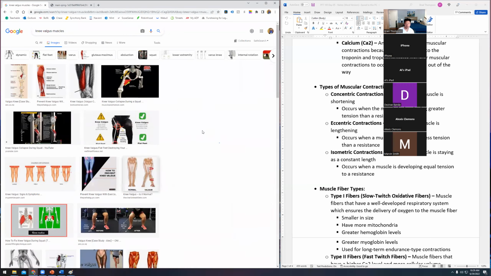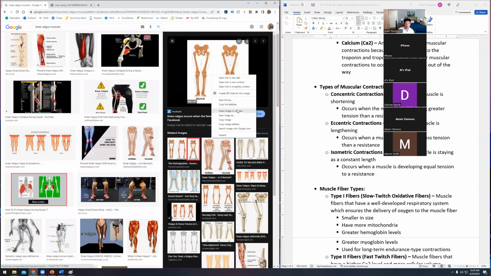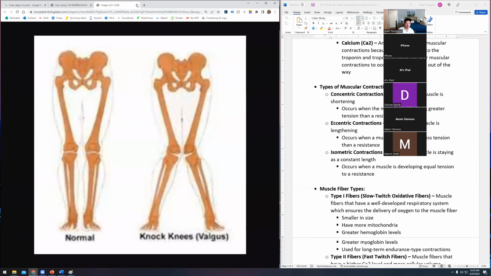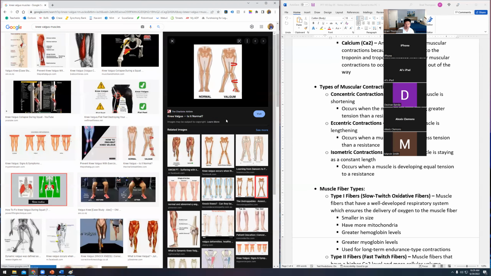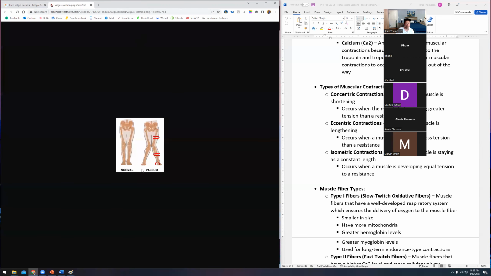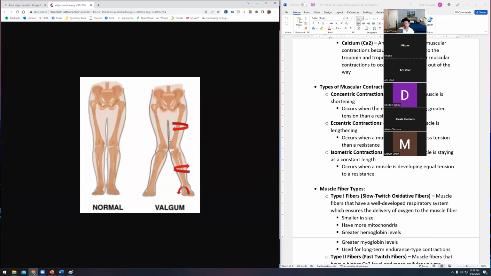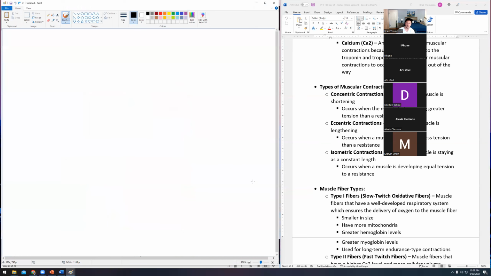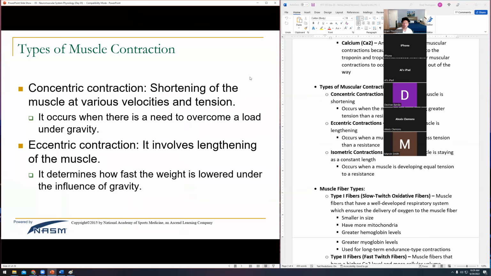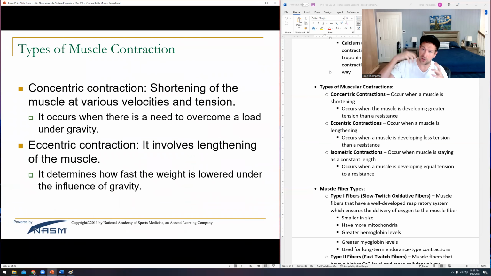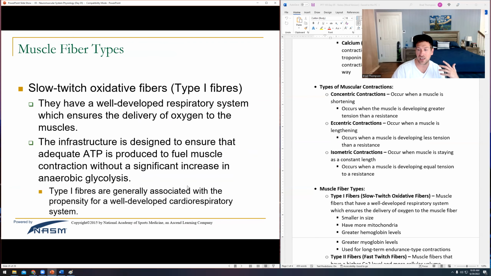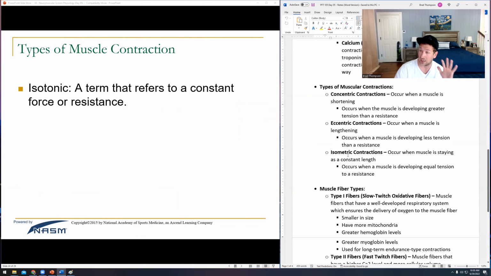What we're seeing is their knees are caving in because these inner thigh muscles are squeezing too concentrically hard, and the glute muscles are not squeezing concentrically hard enough. They're being eccentrically lengthened, right? They're losing the arm wrestling match. So that's the movement types. We've got concentric, which is shortening. We've got eccentric, which is lengthening. And then we've got isometric, which is when the muscle is remaining at a constant length.